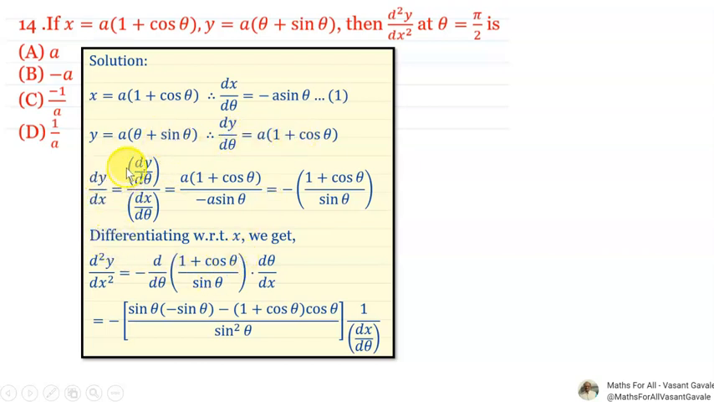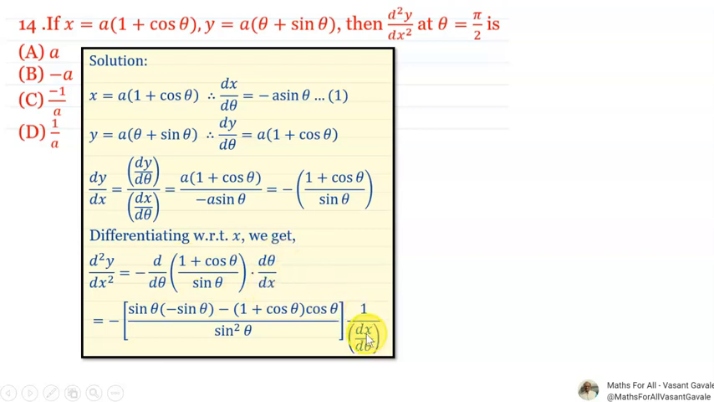Therefore, dy by dx is equals to dy by d theta upon dx upon d theta. Then you will get here a in bracket 1 plus cos theta upon minus a times sin theta. A gets cancelled, 1 plus cos theta upon sin theta. Again differentiate this with respect to x. Therefore, d2y by dx square is equals to minus d by d theta in bracket 1 plus cos theta upon sin theta into, again the chain rule, d theta upon dx.